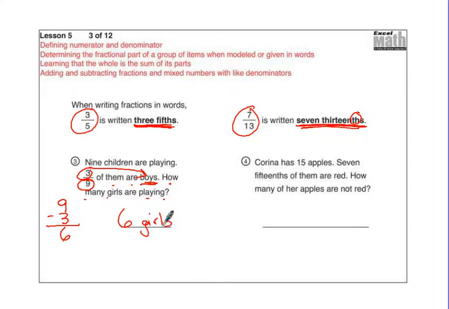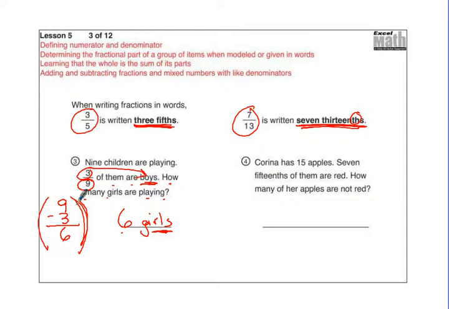Go ahead and show your work just like this on your paper and write 6 girls. Don't forget your labels. Always on word problems, we have to have labels and show work. Always required. All right, pause the video, then do number 4. Turn it back on when you're ready for the solution.